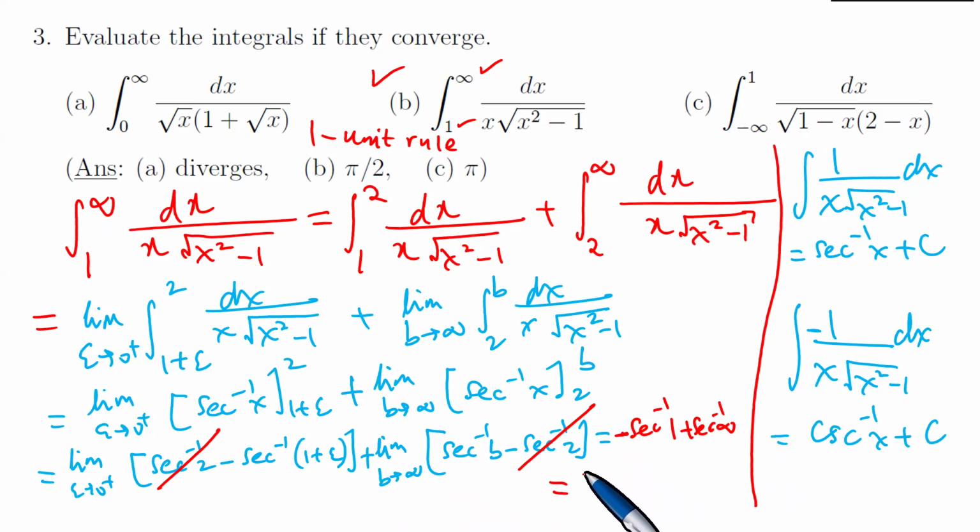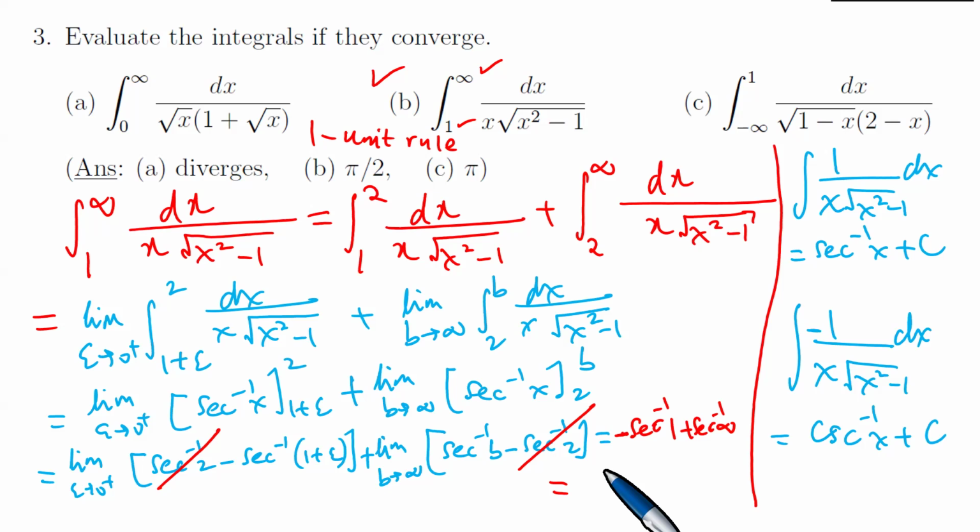What is arcsecant of 1? There's a time when the secant is 1, and arcsecant of 1 becomes zero. Just check this one out. Arcsecant of 1 is zero. Then what is arcsecant of infinity? When is the secant infinity? These are the things you need to check.